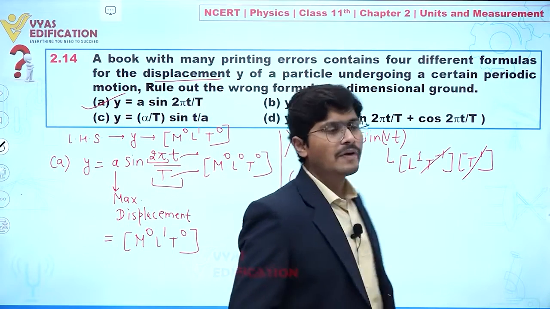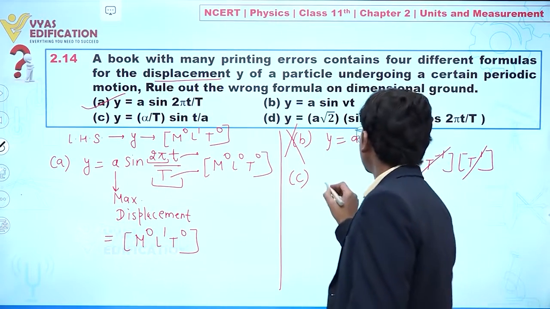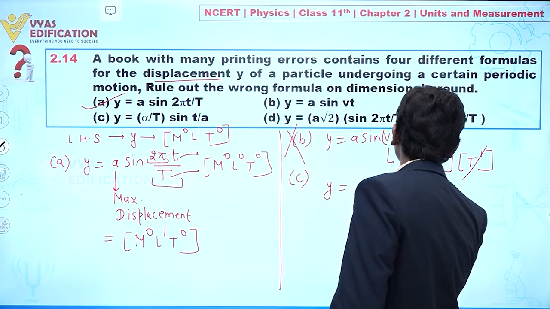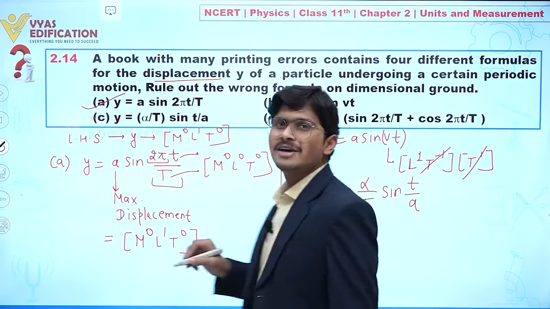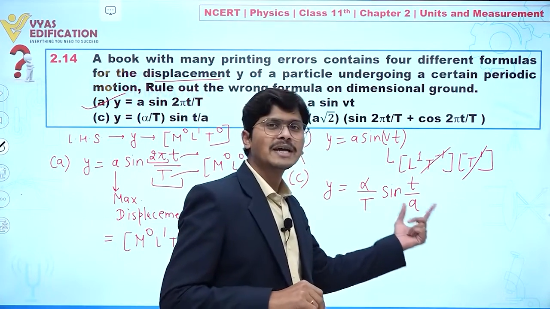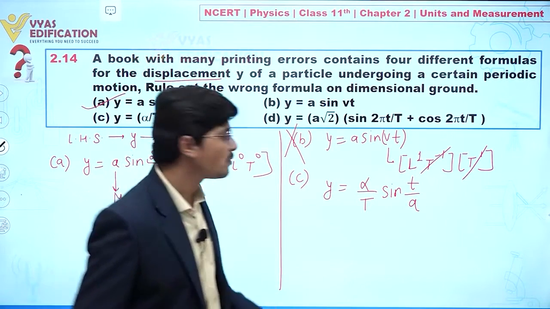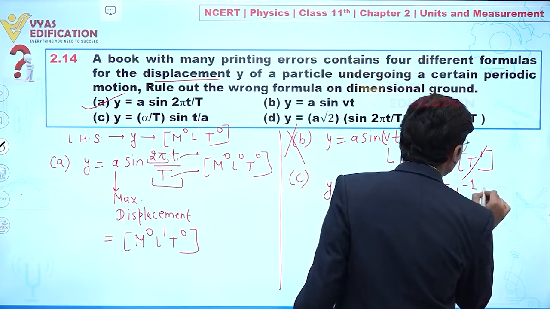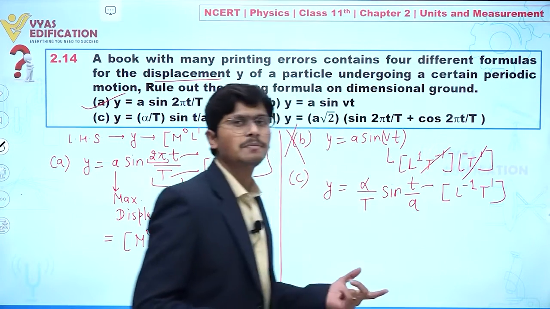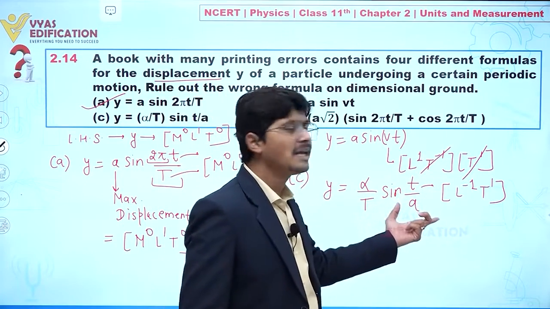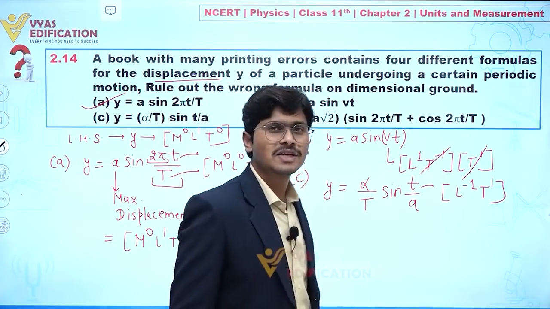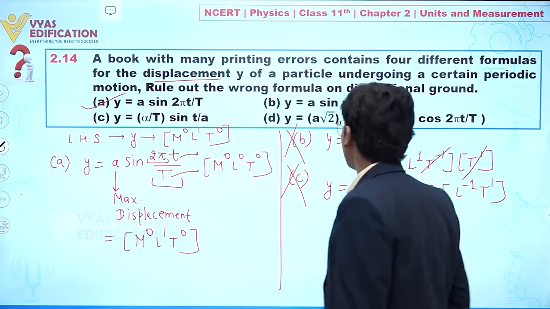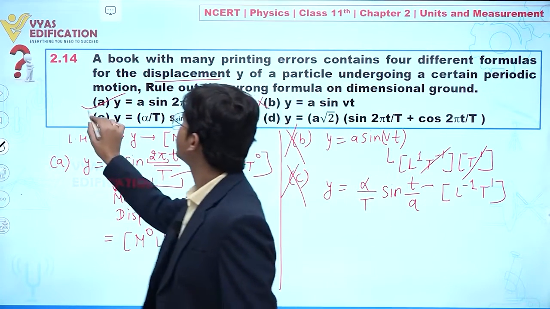Now for part number C, it is given y equals alpha divided by t, sine of t by a. Again in this sine term we need M0 L0 T0, but here we have dimension L minus 1 and T1. How? Because t represents time, so this is T1, and a represents amplitude, so this is L minus 1. This is not dimensionless, so relation C is also wrong.